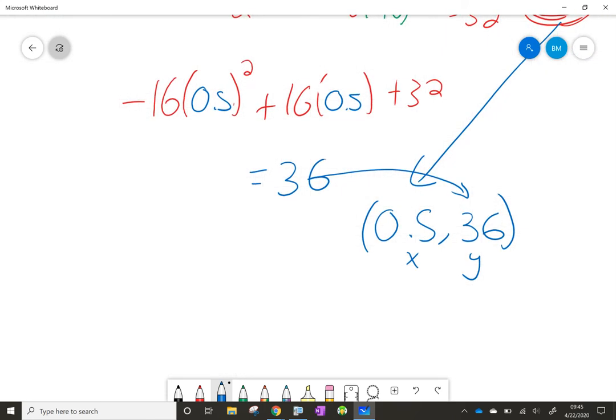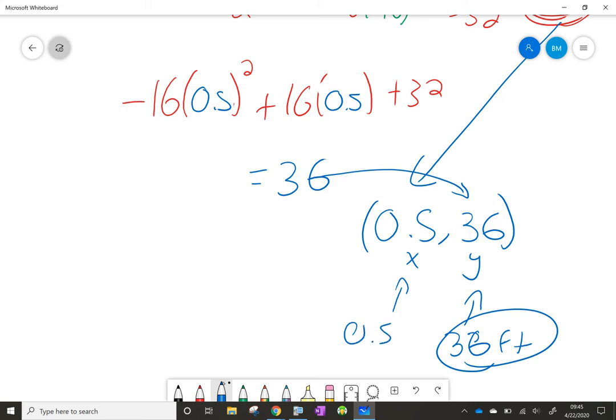So this means that the height of the ball is 36 feet. That's the maximum height, but it also occurs at half a second. Half a second or 0.5 seconds after we throw it, that's when the max height occurs. So half a second after we throw it, it reaches the maximum height of 36 feet.